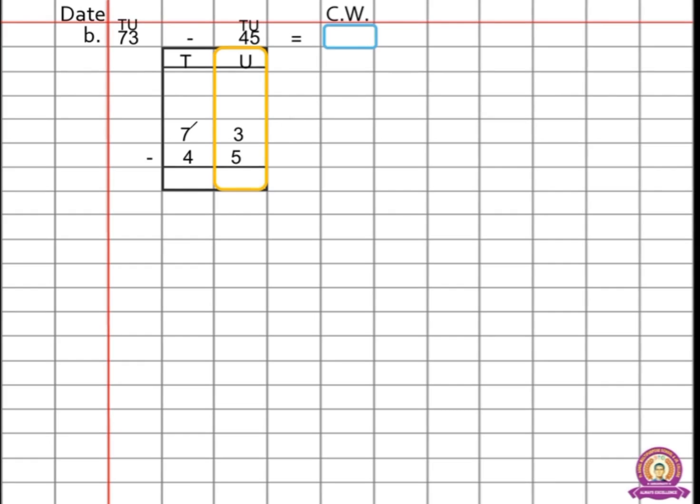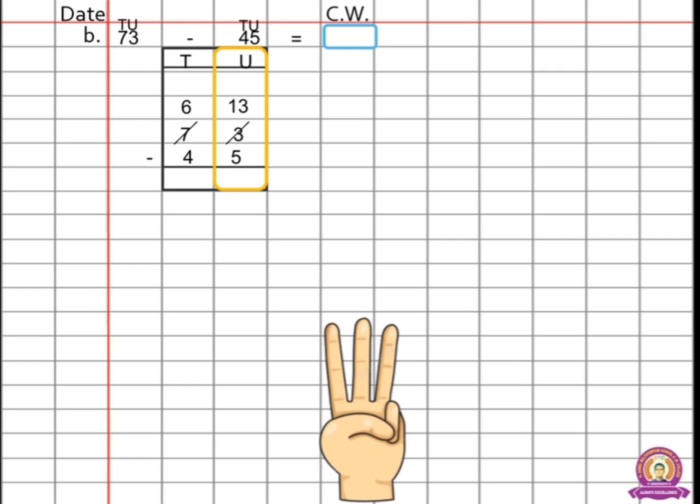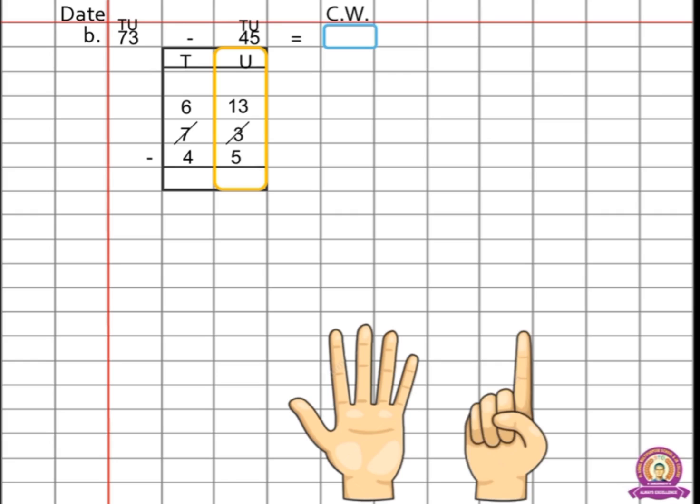Strike 7 and write 6. And strike 3 and write 13. 13 minus 5. Count after 5 till 13. 6, 7, 8, 9, 10, 11, 12, 13. 13 minus 5 is equal to 8.